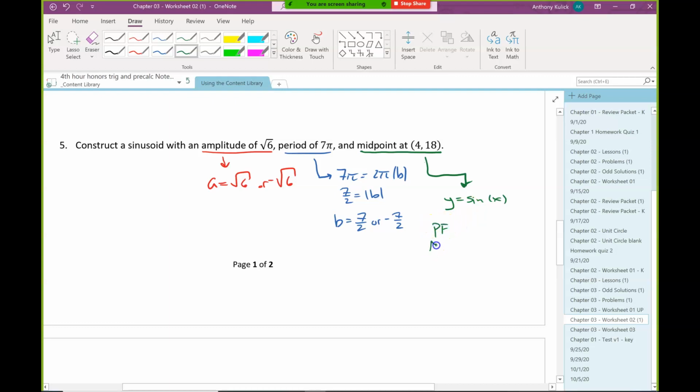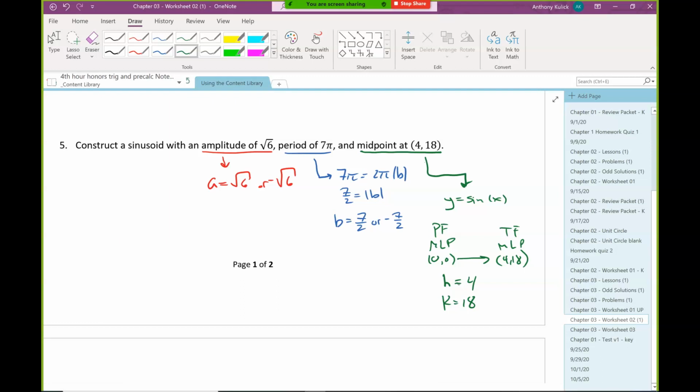So for the parent function for sine, we have a midline point at (0, 0). And our transformed function for sine, we have a midline point at (4, 18). So immediately I can say that h is 4 and k is 18.